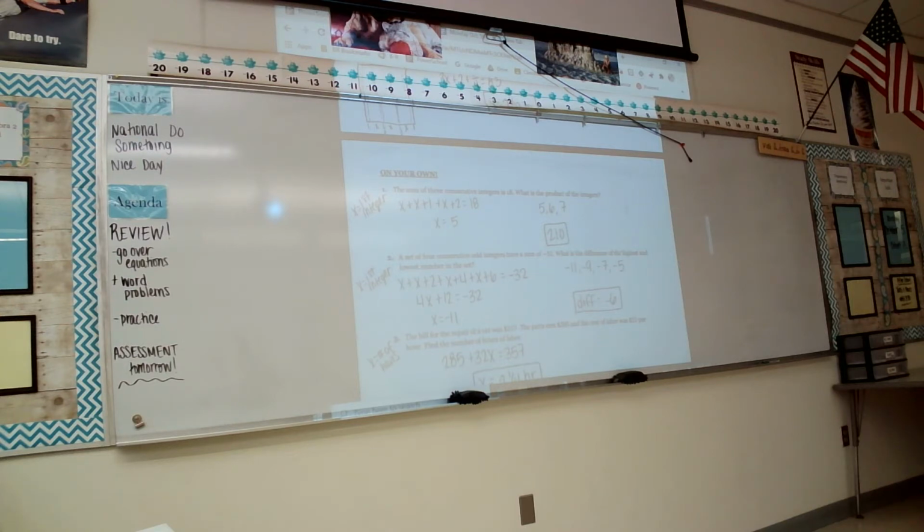Number 1, we were finding 3 consecutive integers. I should have set up my nice little chart, but I think I was rushing to do this, I'm gonna be honest. So you should have had x, x plus 1, and x plus 2. You set it equal to 18. What is this 2 times? Oh, look at me, getting fancy with this one.